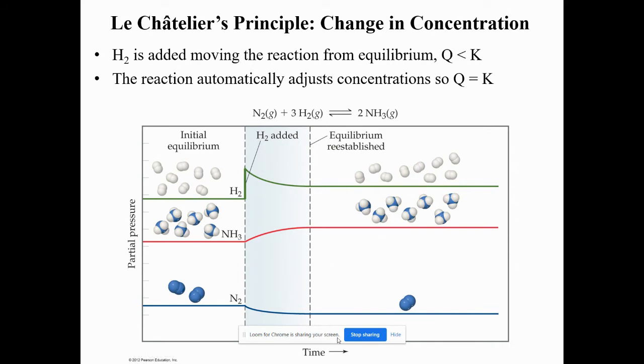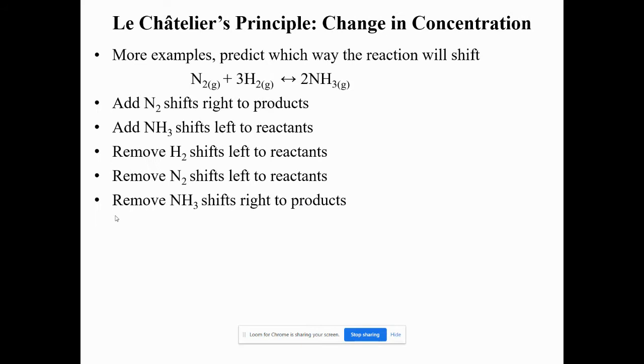Now, we could do more. There are other ways we could affect this, but I hope the basic principle is understandable. Let's look at some more examples. If we added N2, that's similar to adding H2, right? Q would be smaller. Q is less than K, so our reaction would shift to the right.